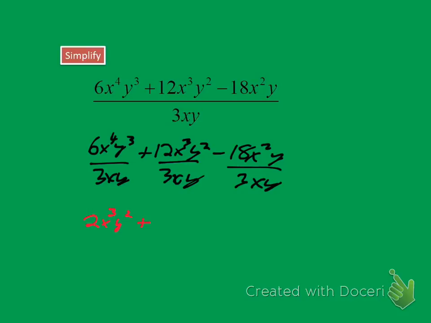So then 12 over 3 gives you 4. X cubed over x gives you x squared. Y squared over y gives you y. Minus 18 over 3 gives you 6. X squared over x gives you x. And the y is what? Y's cancel. So they're down to 1, so you're good. What's your answer?